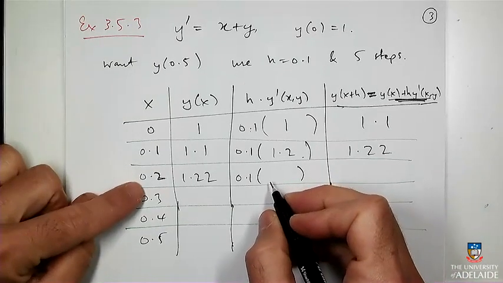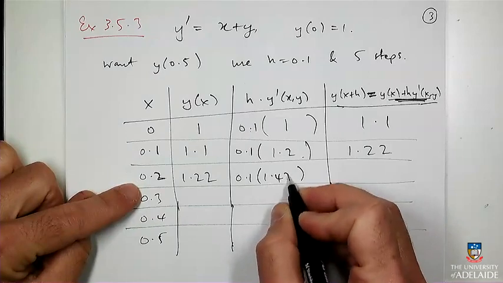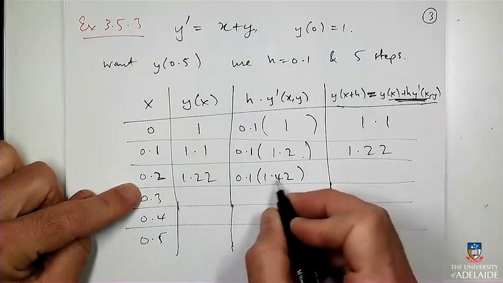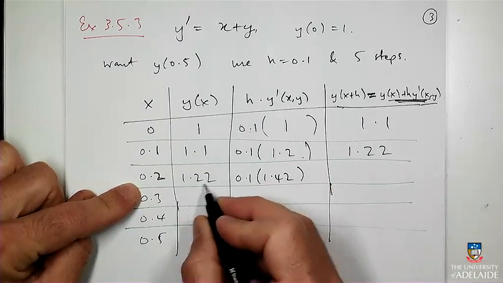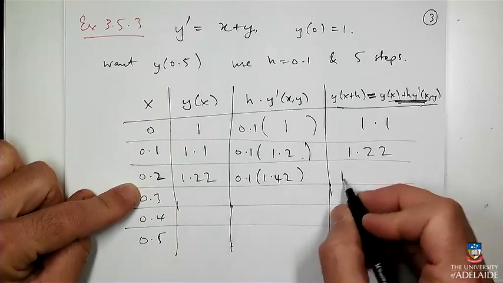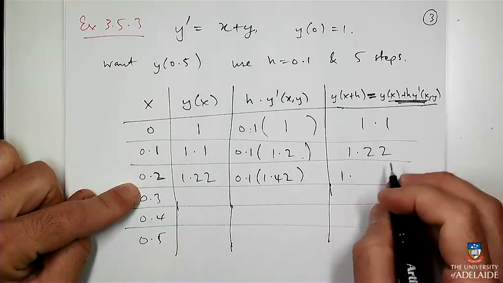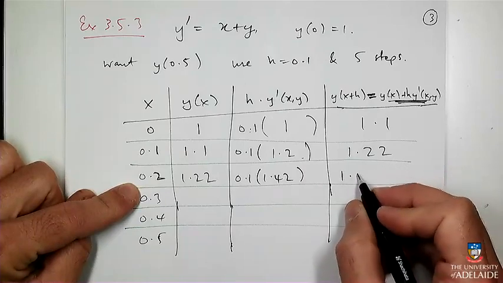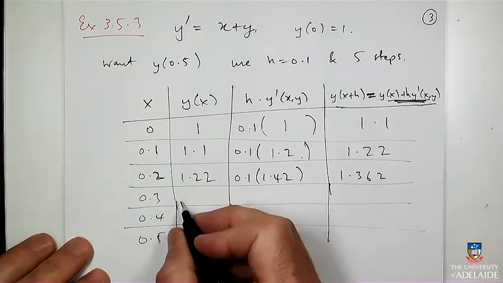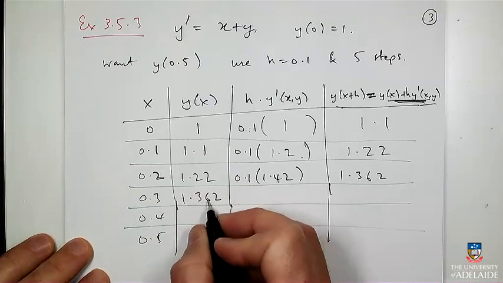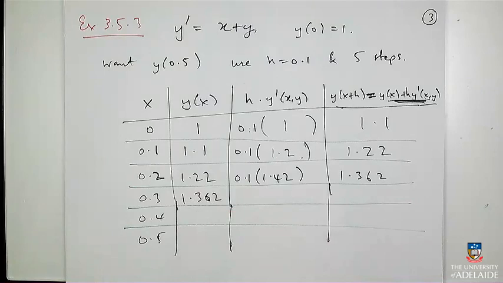Okay, so x plus y is 1.42. And so you times this by 0.1 and you get 0.142. And you add these two together, what did I say? 0.142, 1.362. That's our next guess. And we keep going.